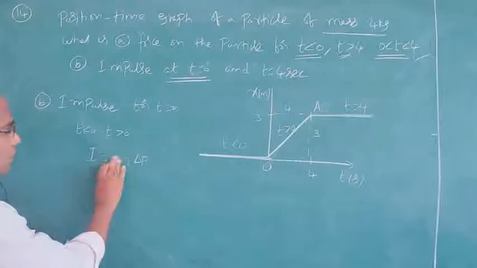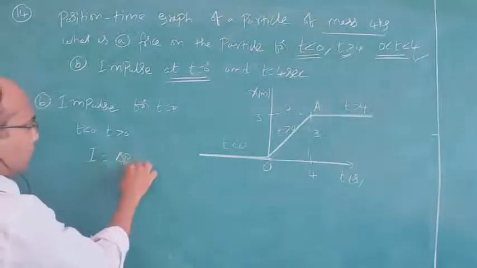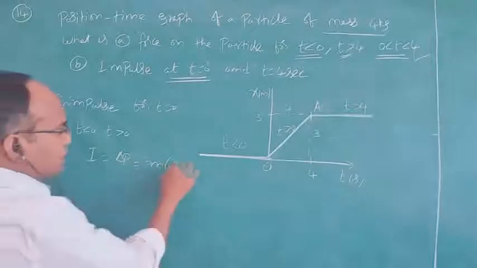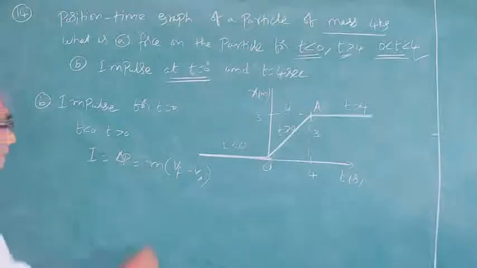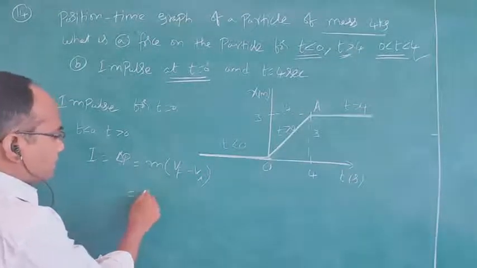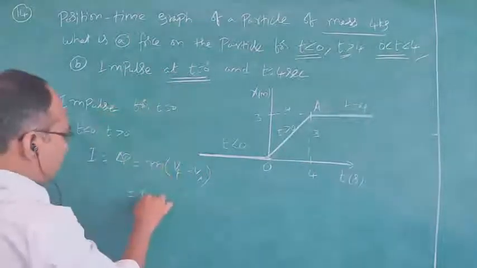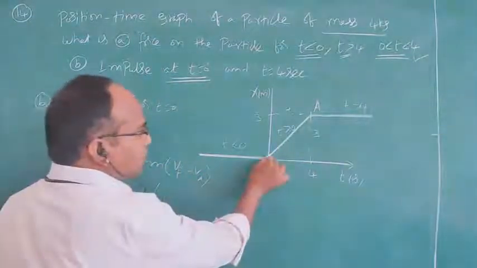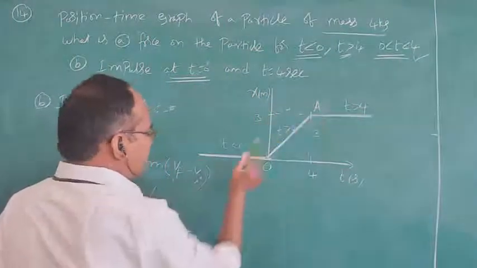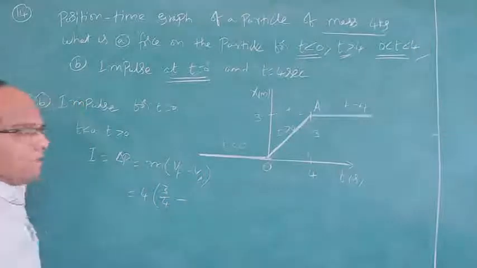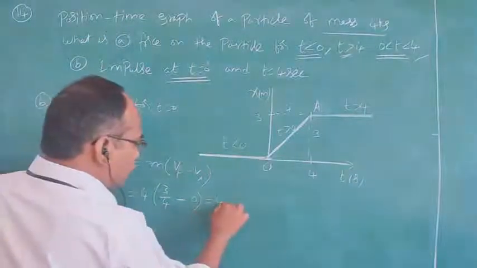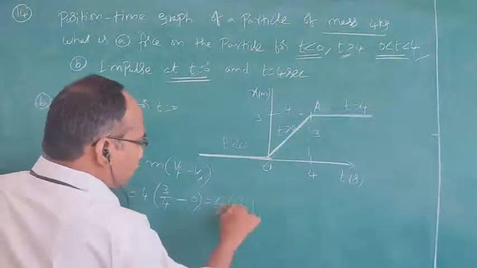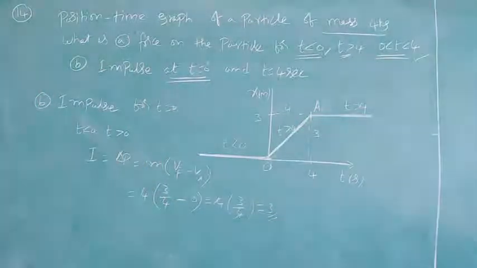Impulse is delta p, the product of mass and velocity, that is nothing but mass times final velocity minus initial velocity. So here, mass is what? How much is given? Mass is 4 kilograms. Final velocity is the slope, y by x, nothing but 3 by 4, and the initial velocity is at rest, nothing but 0. So the value is 4 into 3 by 4. Therefore the answer is 3. This is the impulse for t is equal to 0.